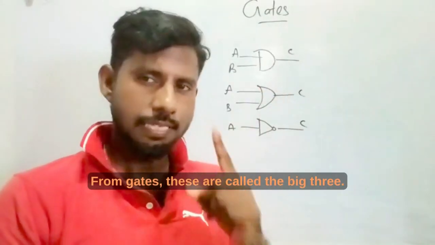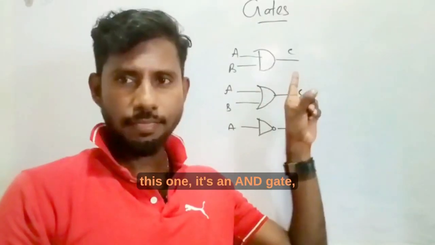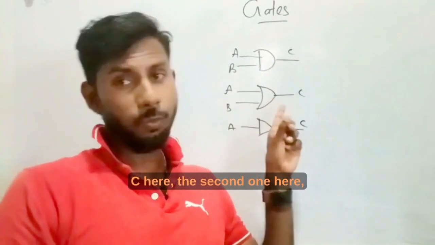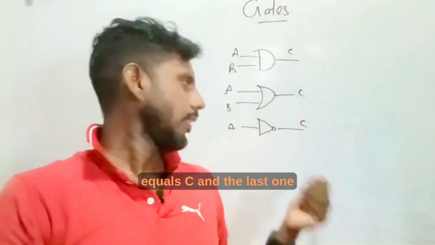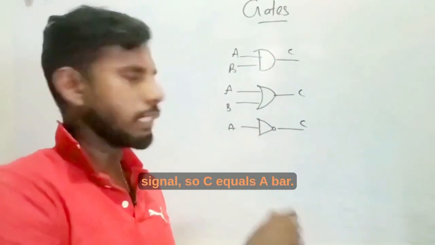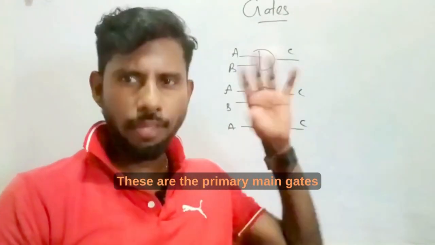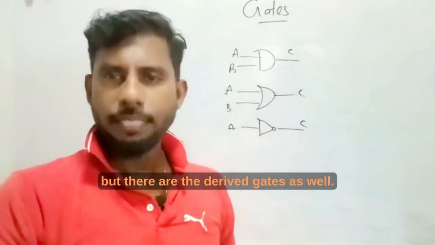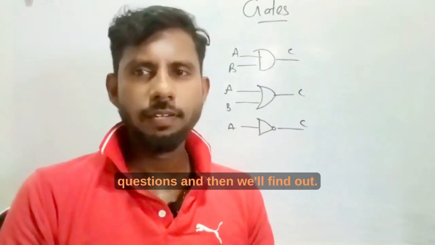From gates, these are called the big three. This one is an AND gate, C equals A dot B. The second one is an OR gate, where A plus B equals C. And the last one is a NOT gate, which gives the inverse of the input signal, so C equals A bar. You have to know these things. These are the primary main gates we have in our syllabus, but there are other derived gates as well. Let's move into a set of questions and then we'll find out.